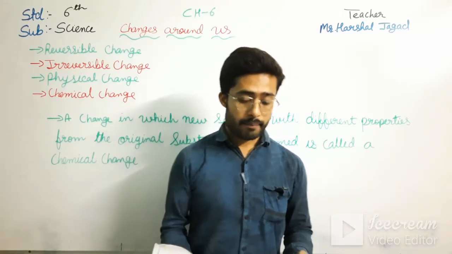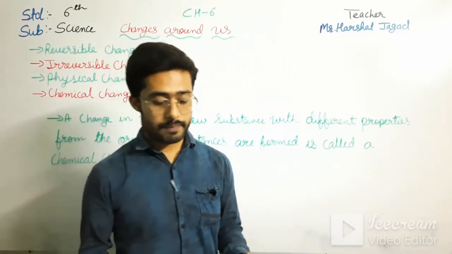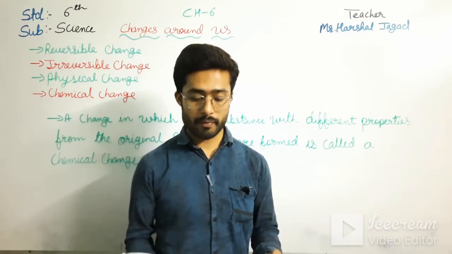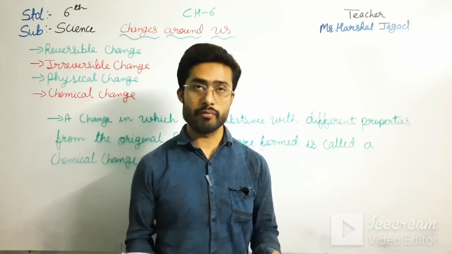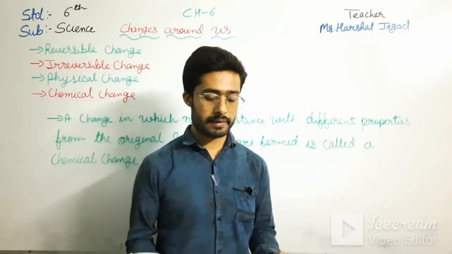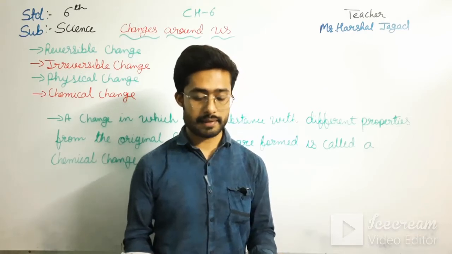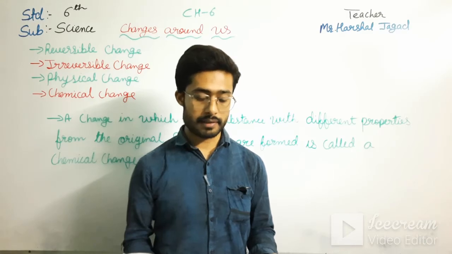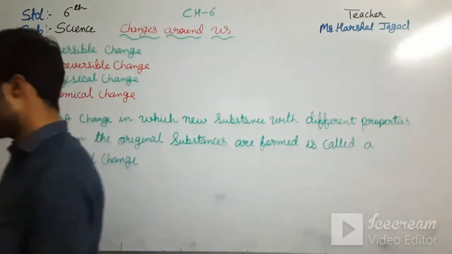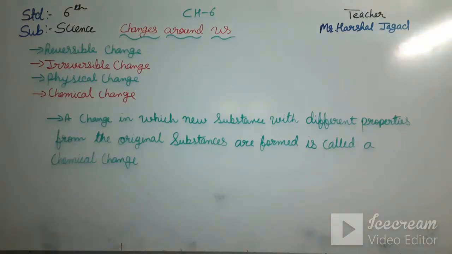For example, when a piece of wood, paper, or coal is burnt, a new substance with different properties called ash is formed. We cannot change ash into wood or paper or coal again. Burning of candle wax is a chemical change because it releases carbon dioxide and water vapor, a new substance. Chemical changes are irreversible in nature. So, that was the chemical change.